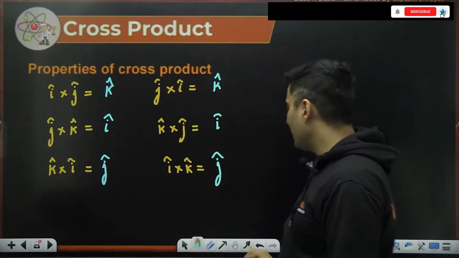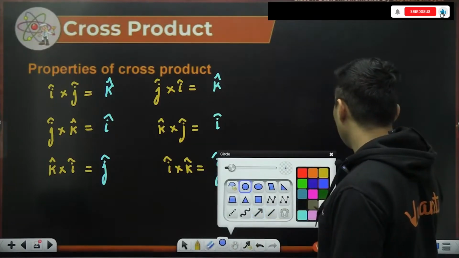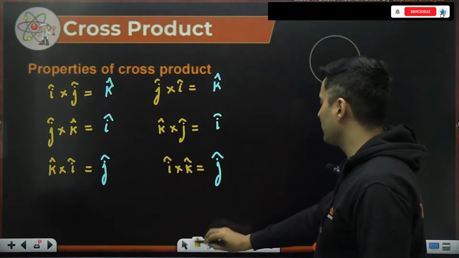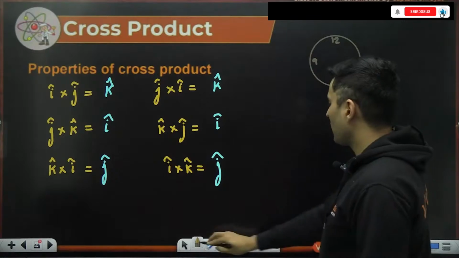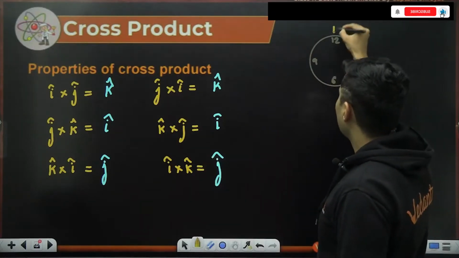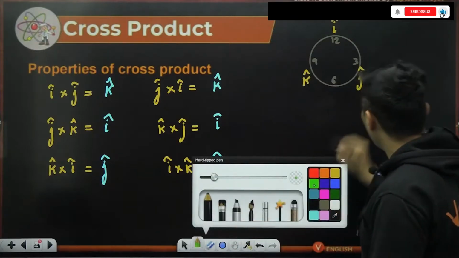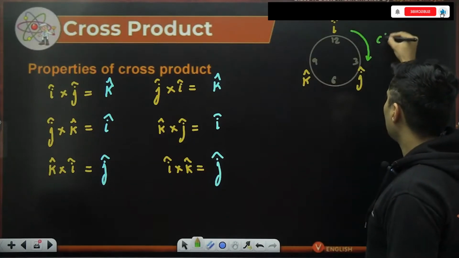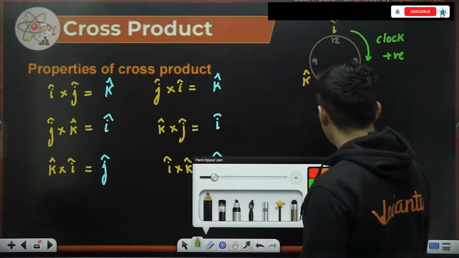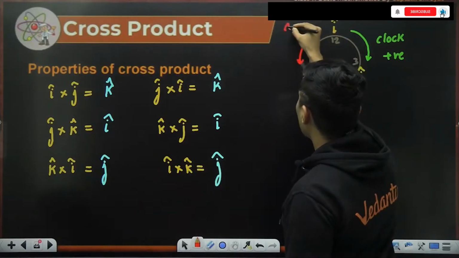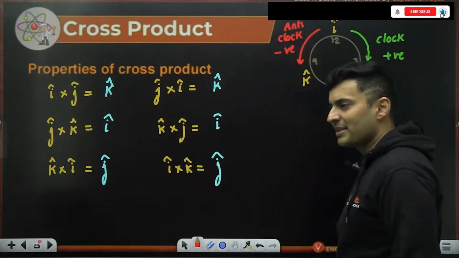But there is a sign associated with it. What is the sign? Observe. Just like the hands of your normal wall clock, which is like 12 o'clock, 3 o'clock, 6 o'clock, 9 o'clock, go clockwise, like I, then J, and then K. If you go clockwise, then the answers are positive. If you go anti-clockwise, the answers are negative. Simple.